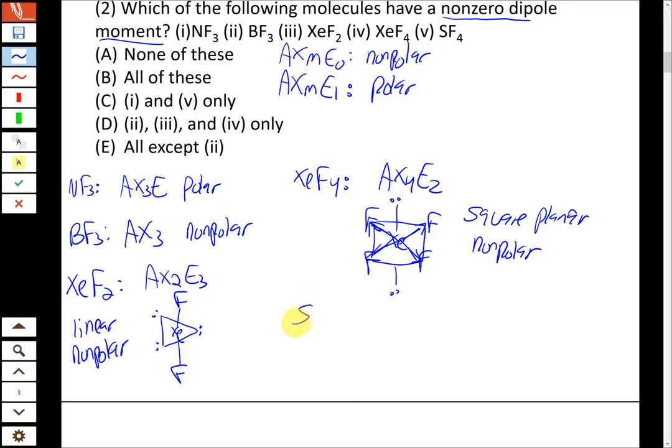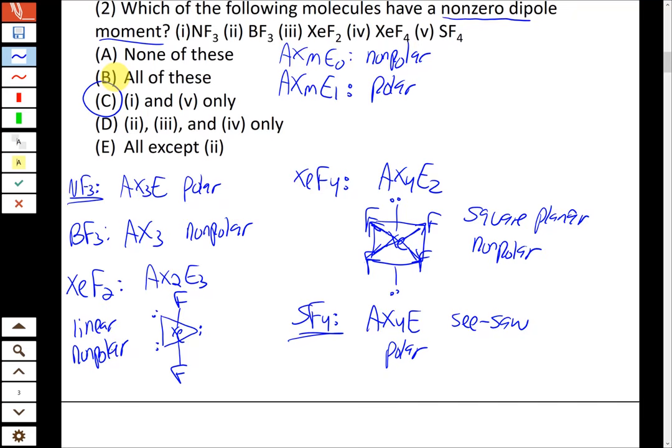And then finally, SF4, what we would come up with for this one is AX4E. Now, the name of this geometry is one that people often forget for some reason, even though it's kind of the most unique name. It's called seesaw, but nonetheless, anything that has 1 lone pair on the central atom, as we said, will definitely be polar. So all those possibilities are polar once we figure out there's 1 lone pair on the central atom. So we're looking for the polar ones, and so that's going to be NF3 and SF4. So that would be number 1 and number 5, which is choice C again.